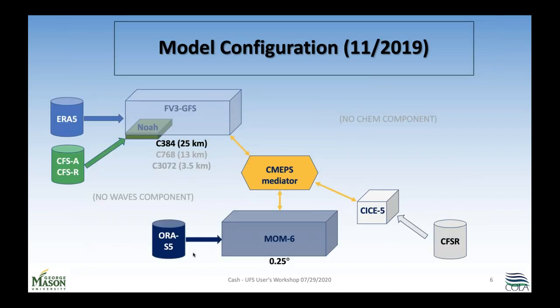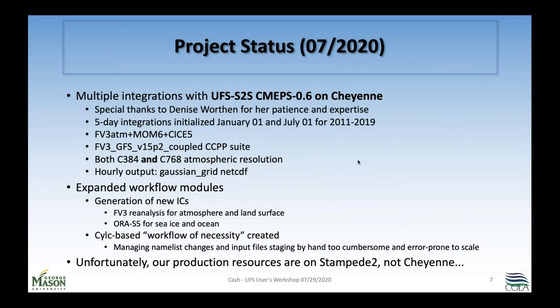So as of November, this is where we were. We were going through CMEPS, the different model components, a couple of different initial data sources, no chemistry, and we were not using a waves component. So how have we done since then?